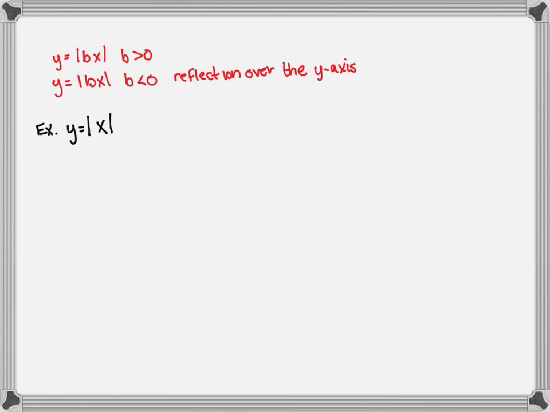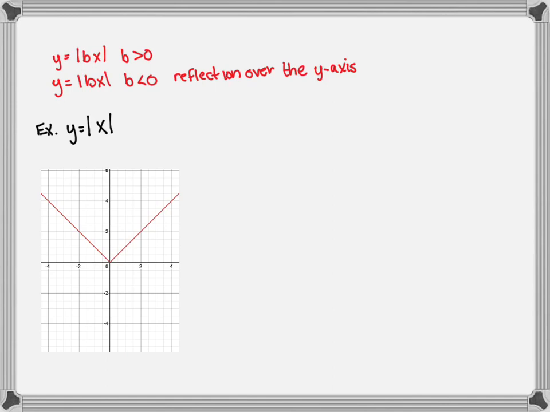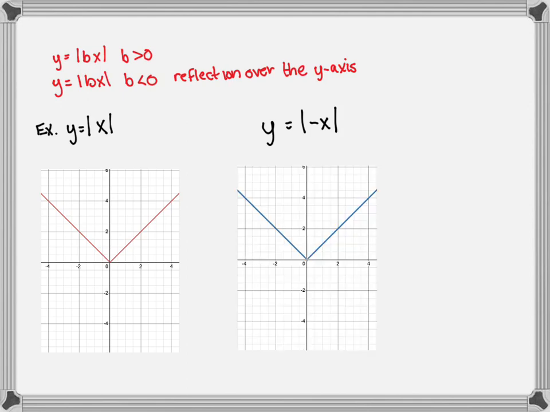So y equals the absolute value of x is our parent function. And if I were graphing y equals the absolute value of negative x, it looks like this in blue. These actually look the same, but that's because the graph in blue is the original graph reflected over the y-axis. But because the axis of symmetry for the absolute value function is the y-axis, it's going to look the same.